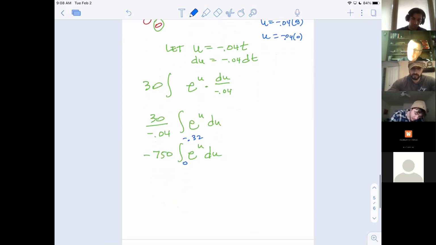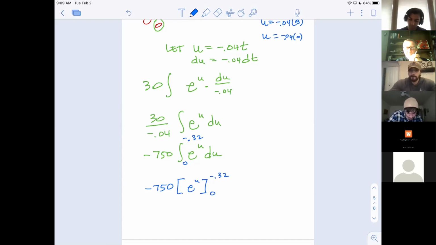Notice the integral sign is still there. Now I've taken the integral of e to the u and it's e to the u, and now it's not there anymore. So I just have to evaluate that at negative 0.32 and also at 0. And I'm a little bothered by the negative signs, aren't you? Because I'm thinking I'm not going to have negative production, right? Hopefully I don't have negative production.